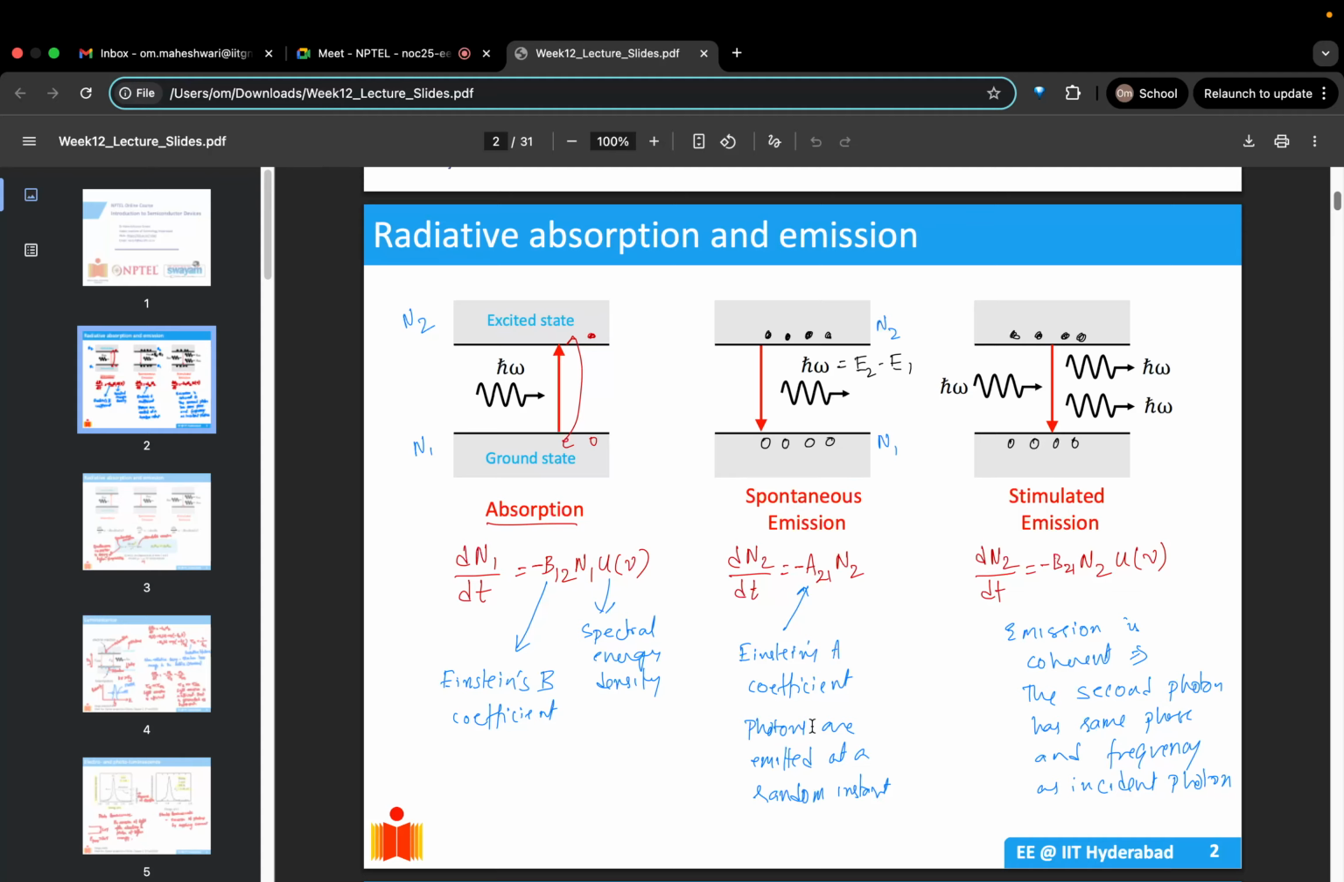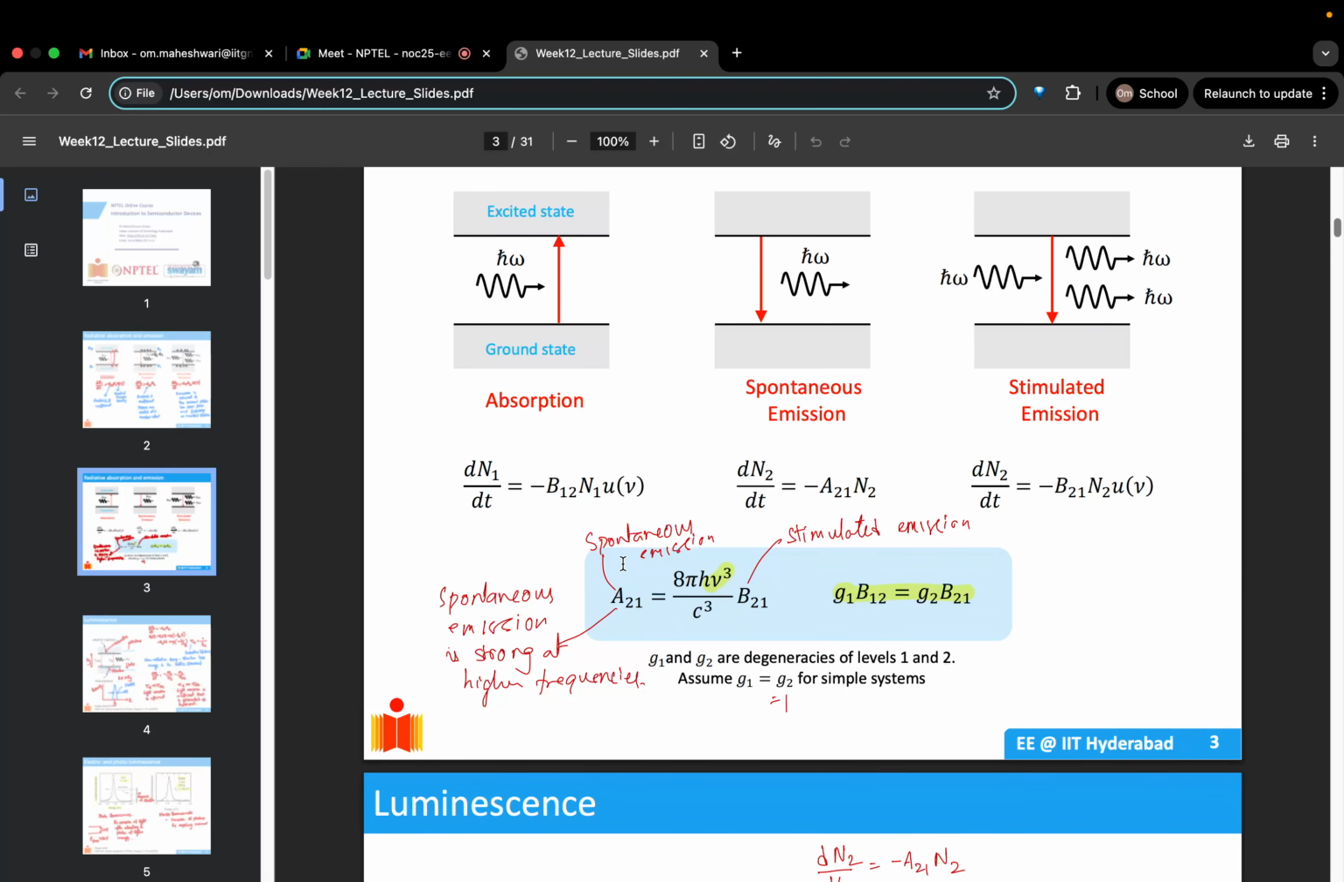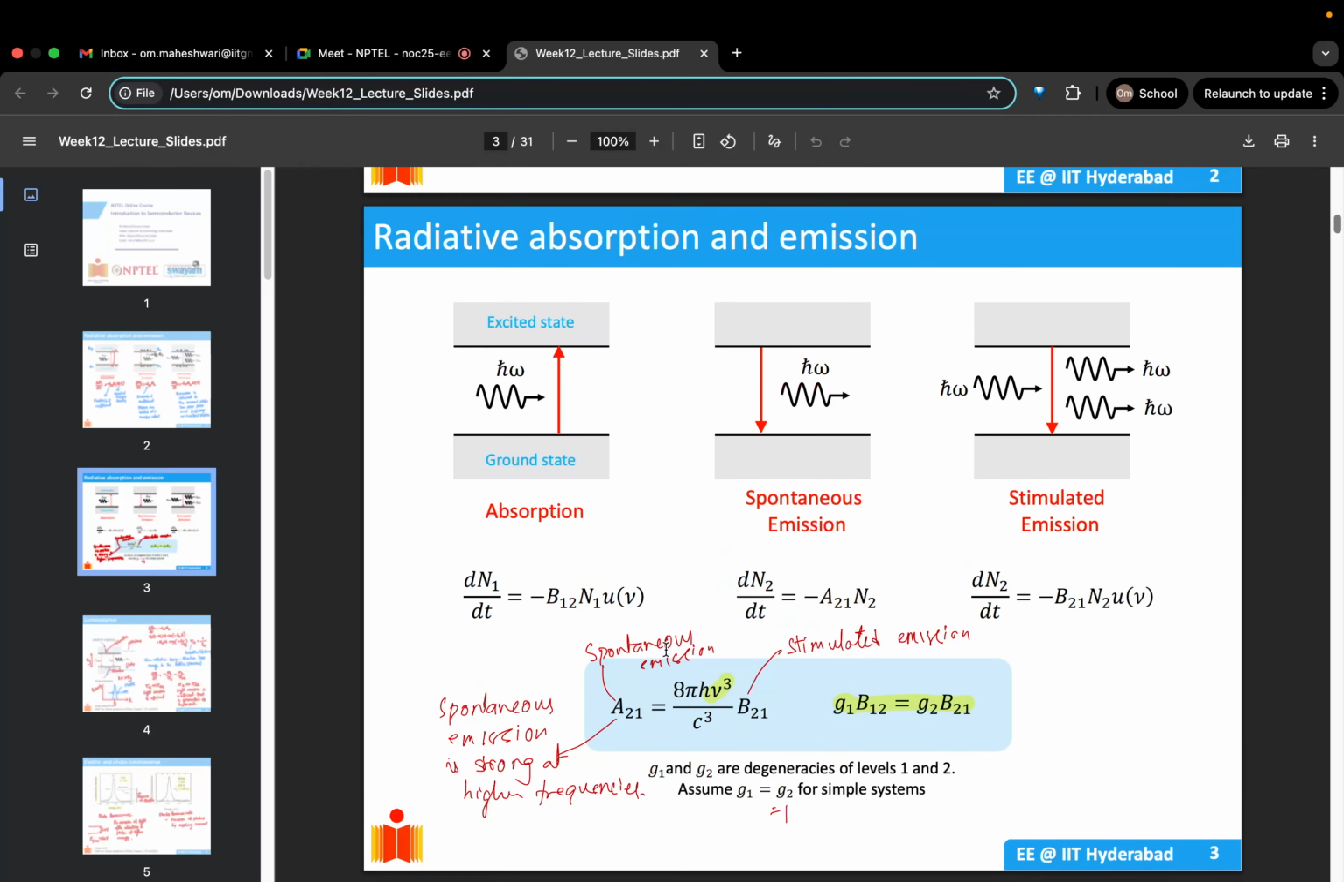So it could be spontaneous emission or stimulated emission. In spontaneous emission, the photons are emitted at a random instant, whereas in stimulated emission, the second photon that is emitted has the same phase and frequency as the incident photon. So the emitted photon has the same phase and same frequency. This is the relation between spontaneous and stimulated emission.